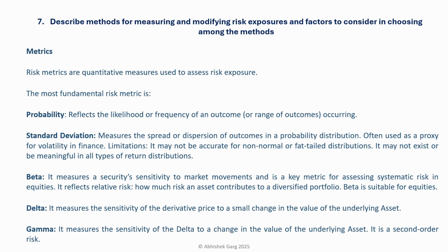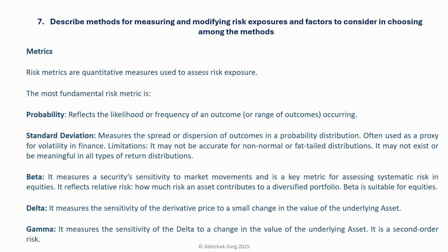Then comes your standard deviation. Standard deviation measures the dispersion of outcomes in a probability distribution. It's used as a proxy for the volatility in finance. The limitation of standard deviation is that it is not accurate for a non-normal or a fat-tailed distribution. Beta. Beta measures the security's sensitivity to the market movements.